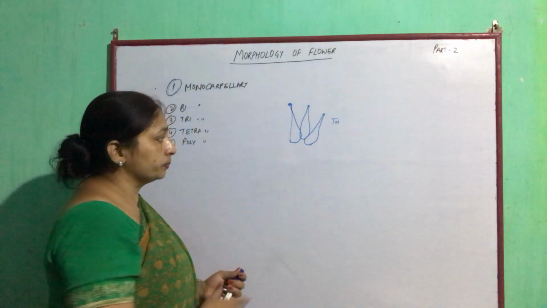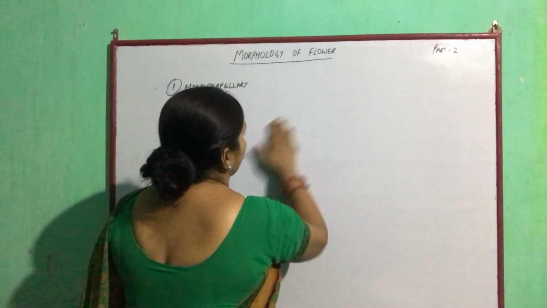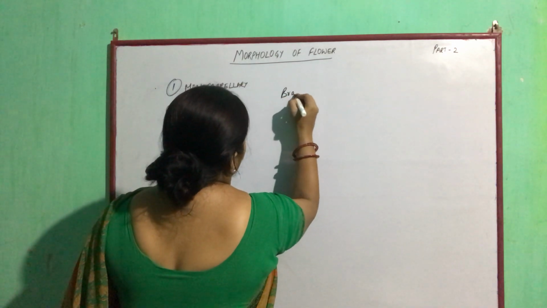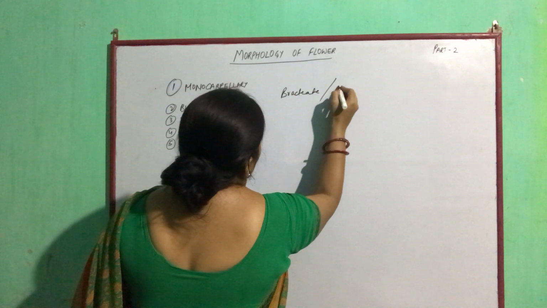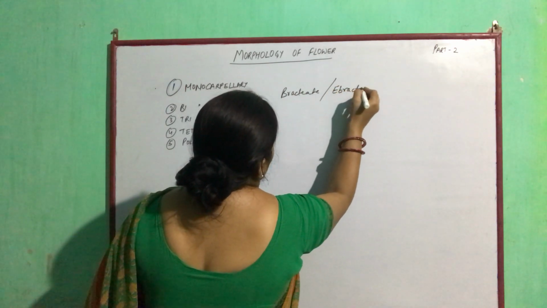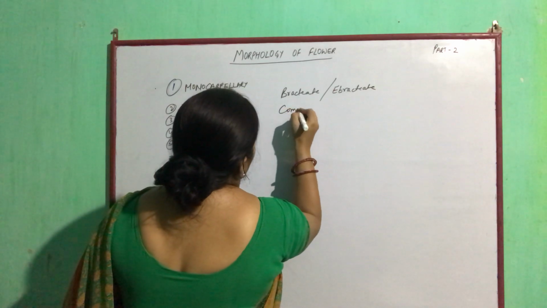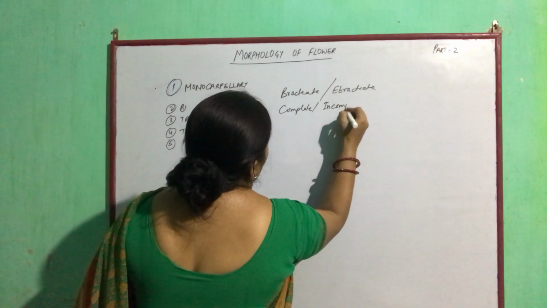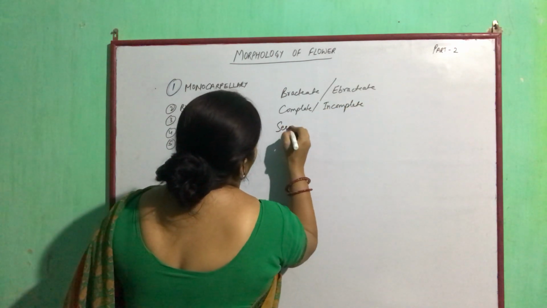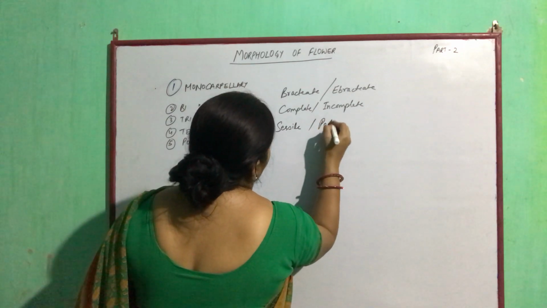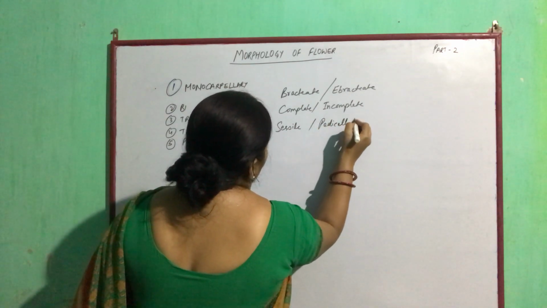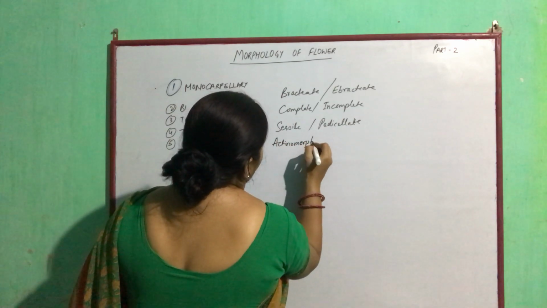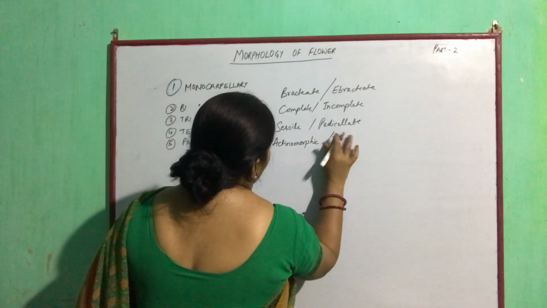Then one more set of terms: bracteate and ebracteate flower, complete and incomplete, sessile and pedicellate, actinomorphic or zygomorphic.